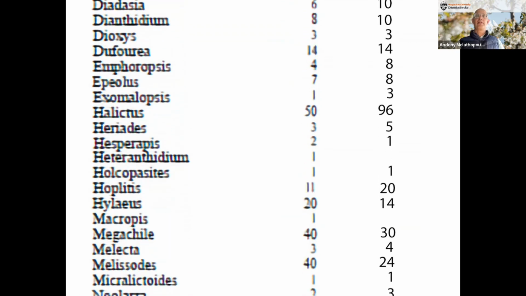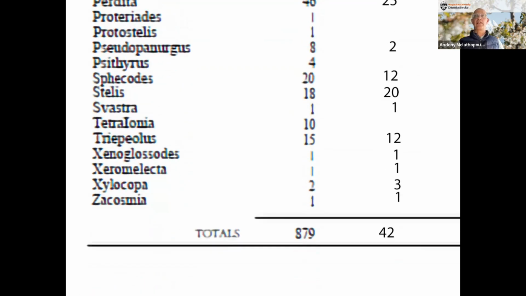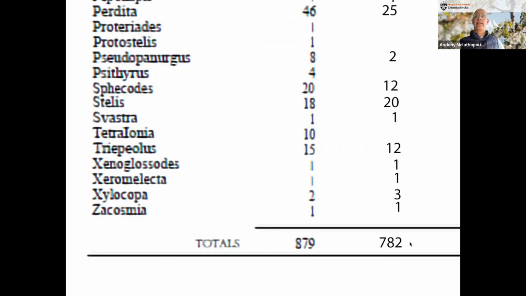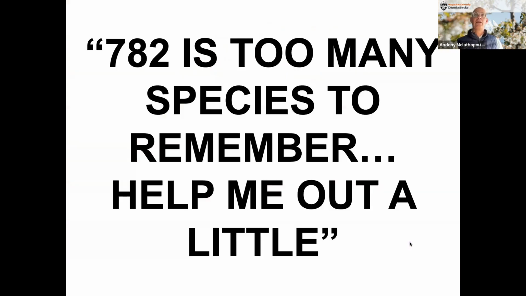But in total, when we take this list, and some of them never occurred here, they may have been in British Columbia, they may have been somewhere else, we actually think we have about 782 of the species in the state. So 782 species, folks, that's what we're talking about. And that's probably intimidating to you. 782 is too much to remember. You want a little help. You have a lot to do.